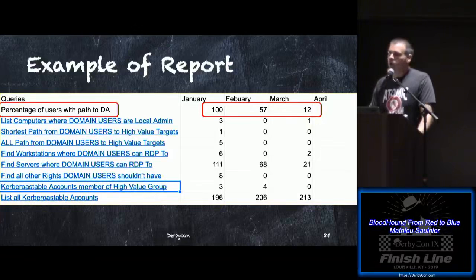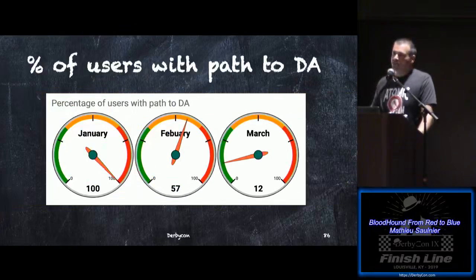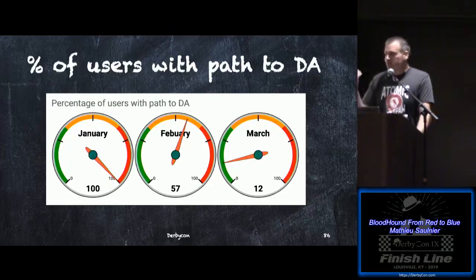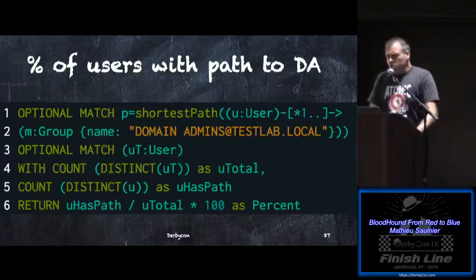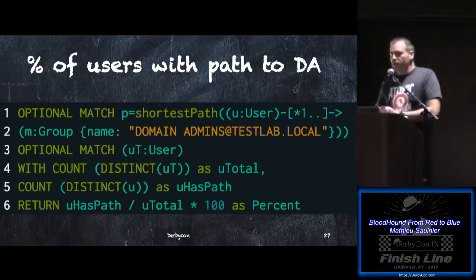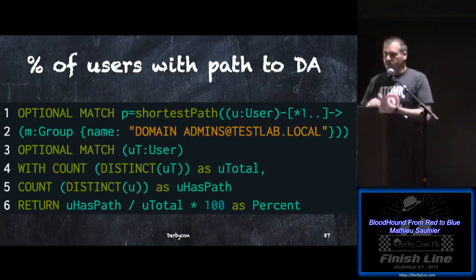If this is not graphical enough or visual enough, sorry, for your management, you can always use gauges. And if this is not visual enough, well, honestly, I cannot help you anymore. These ones have been made very, very easily with Google Docs. So here's the query that you can use to show the percentage of users who have a path to domain admin.